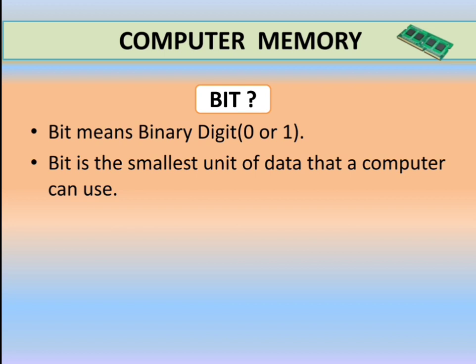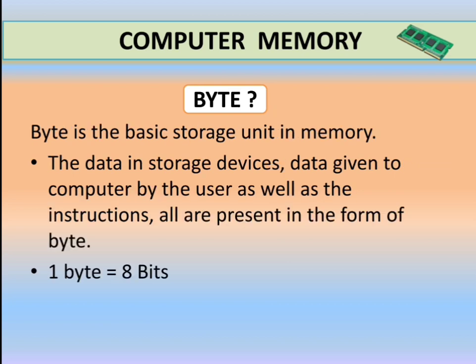A bit is the smallest unit of data that a computer can use. Now let us move further. What is a byte? Students, a byte is the basic storage unit in memory. Every piece of data present inside your system is present in terms of bytes. As we have studied earlier, a computer needs to store data inside storage devices, and all that data is present in terms of bytes.